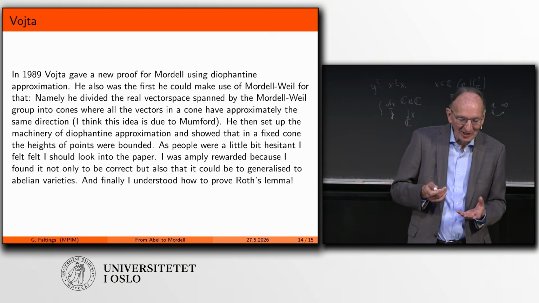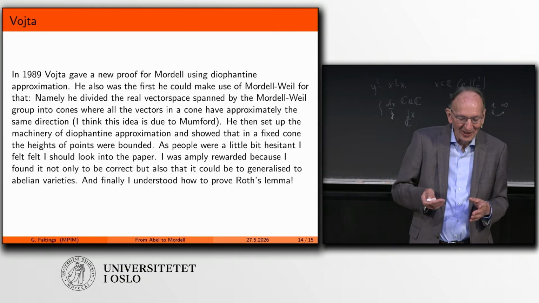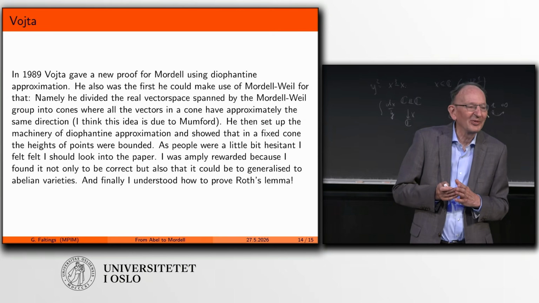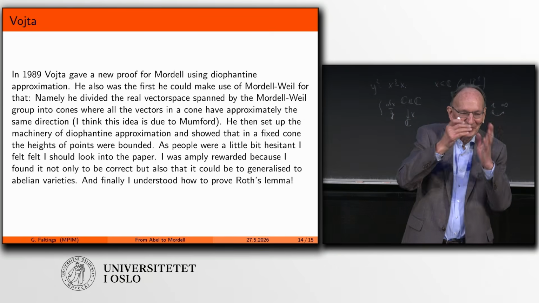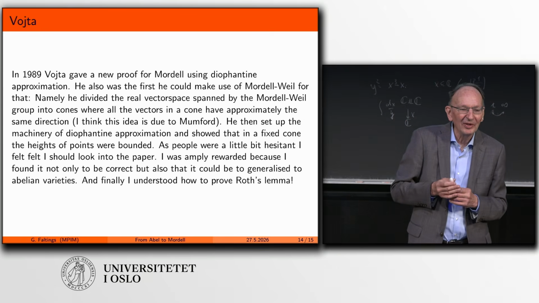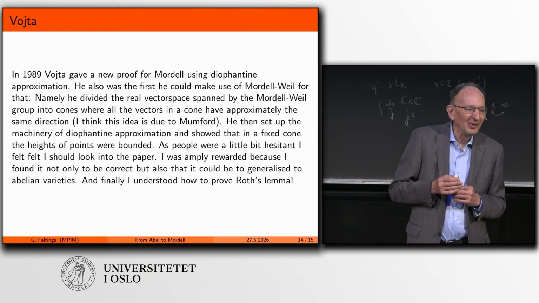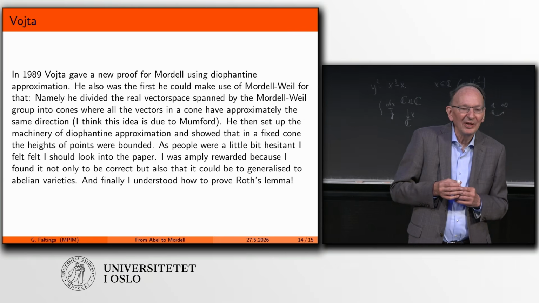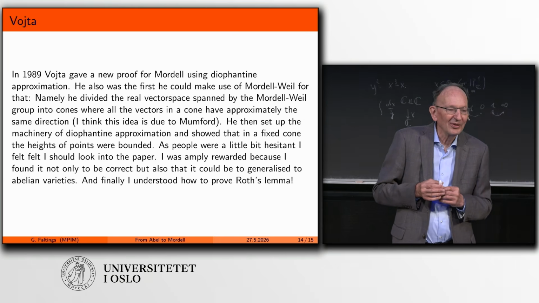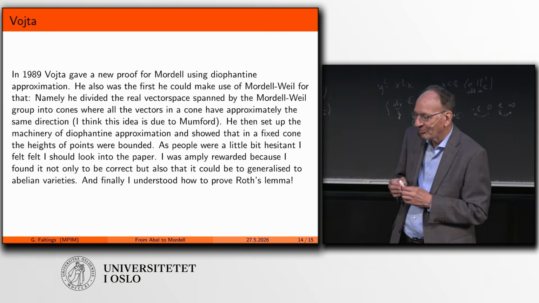you have a finitely generated group, it's like a vector space, and he looked at solutions sort of in certain cones in this vector space. So if you have a vector space, you can write this as finitely many cones, and in the cones, the points have the same direction. And then there was an old argument of Mumford that then they would have to increase rapidly. But then you use Roth's theorem type arguments to show that this could not happen.